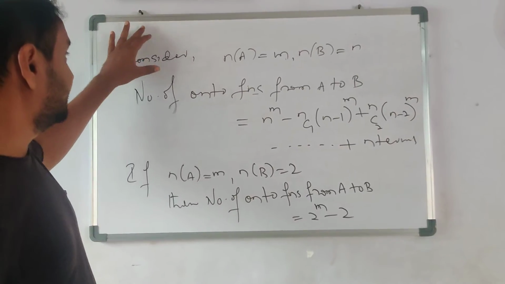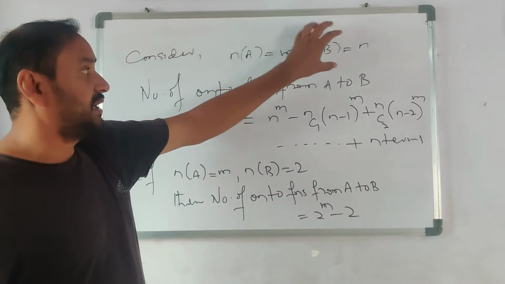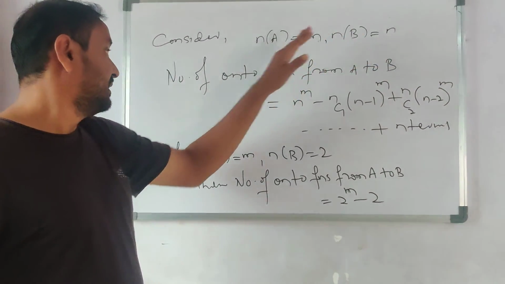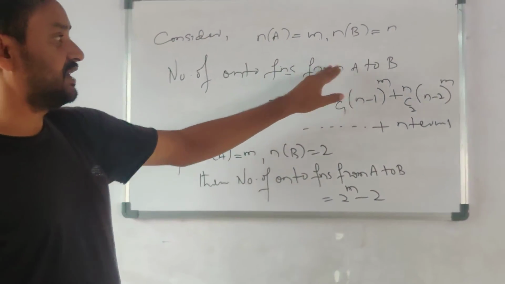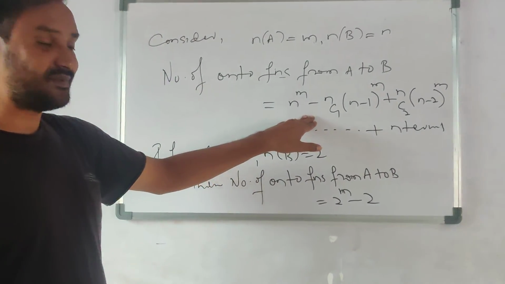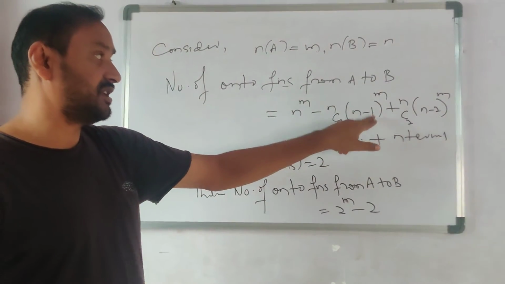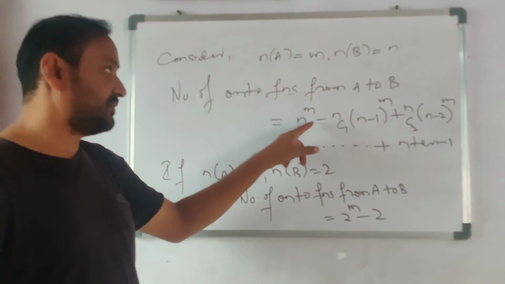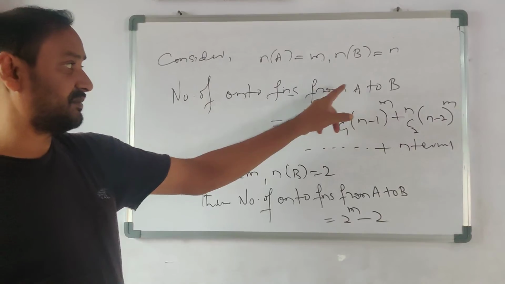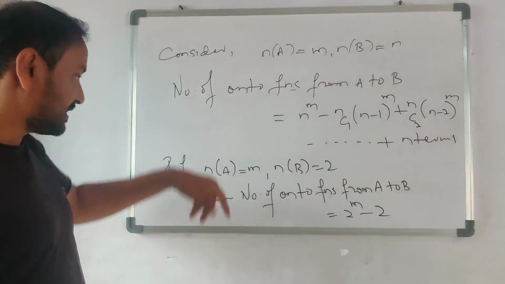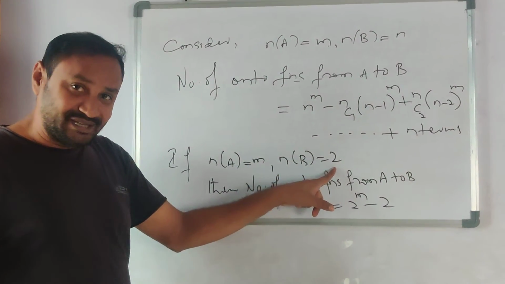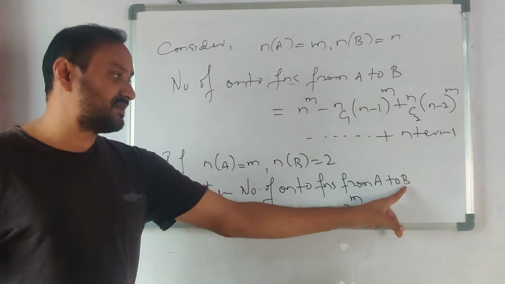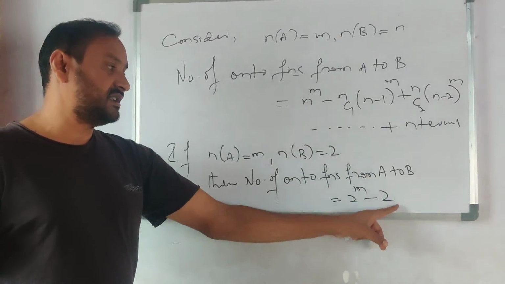Here consider number of A equal to m, number of B equal to n. So here m elements, here n elements. Then the number of onto functions from A to B is given by this formula: n power of m minus nC1 (n minus 1) power of m, and so on. Compulsorily use this formula here. No need to derive this formula. Suppose in B there are two elements and A has m elements, then the number of onto functions from A to B equals 2 power of m minus 2.